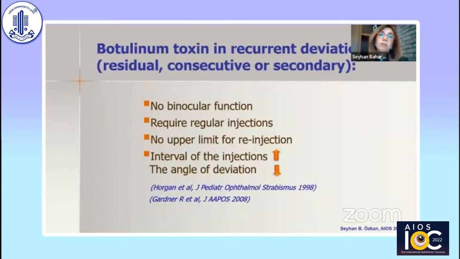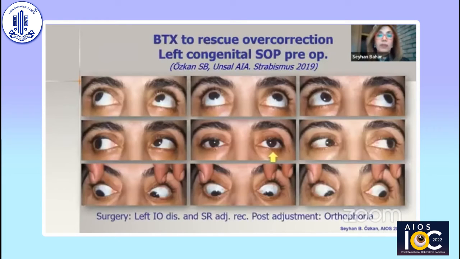However, we know that some patients may have recurrent deviations despite multiple surgeries. So from Moorfields group, a large series was reported, and it was found that these patients have no binocular function. They require regular injections, but there's no upper limit for re-injection. And there's a tendency of the interval of the injections to increase and the angle of deviation to decrease in time. So botulinum toxin may be used to rescue over and under corrections in paralytic cases as well.